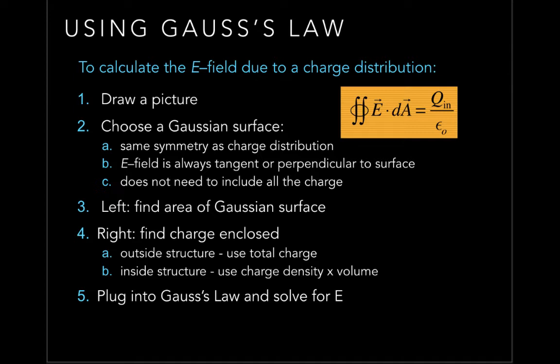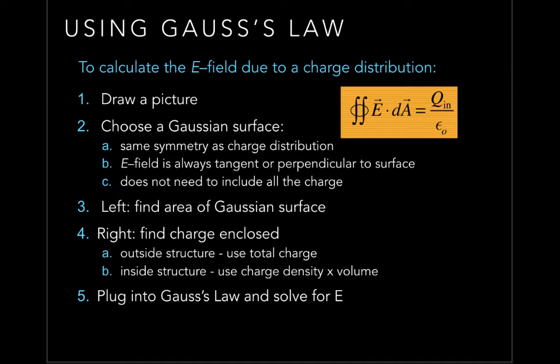So on the left side, you have to find the area of the Gaussian surface. If you get all this stuff right, you end up with just an integral of dA, an area integral of area. So you just need to know the surface area of the shape you picked. On the right side, you need to find the charge enclosed. And that actually ends up being kind of tricky, because the kind of electric field problems we can do with Gauss's law vary a little bit from the kind of electric field problems we can do with Coulomb's law.